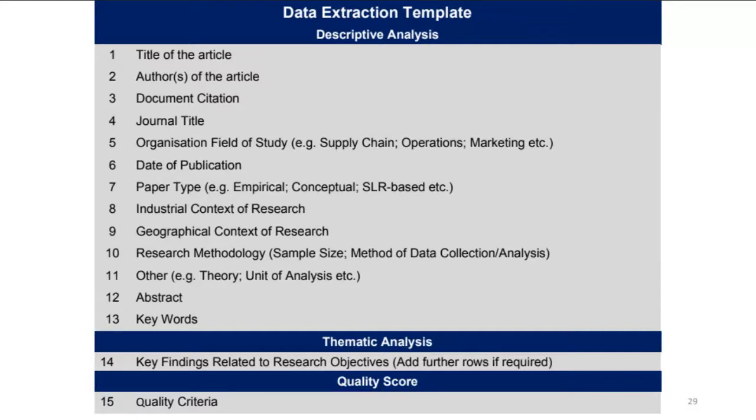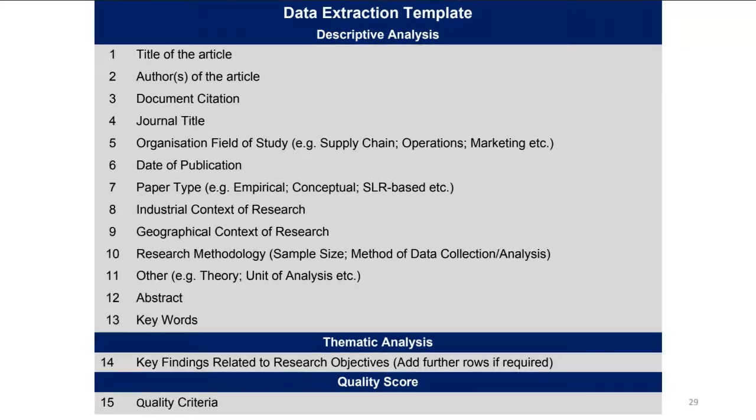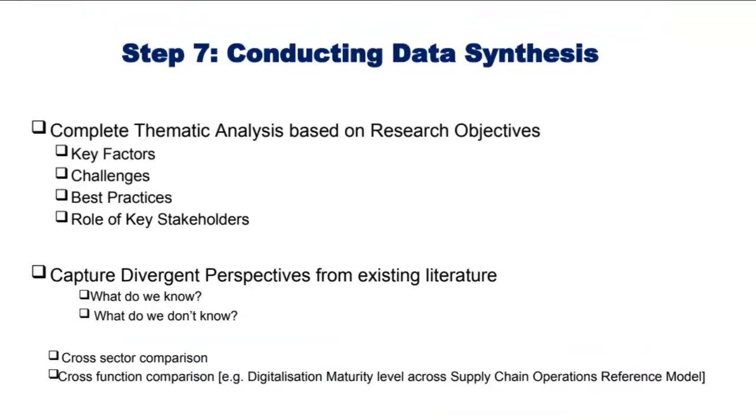And then can you see the last field, which is quality criteria? That's basically what I was mentioning, that on a scale of 1 to 3, you can assign a number to each of these articles. For example, some of you might have objectives like to find the key factors, to find the challenges, to identify best practices, to examine the role of stakeholders, and maybe to provide some recommendations. So these could be some of the themes that you are looking at.